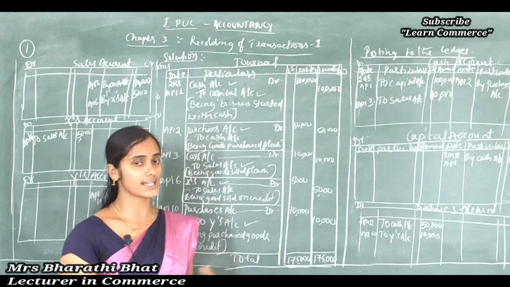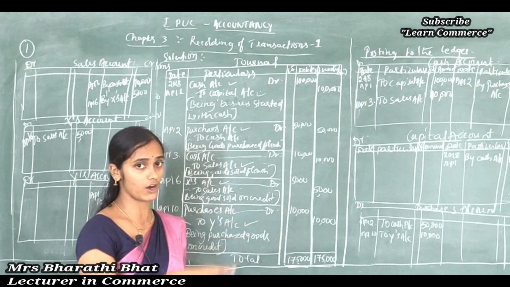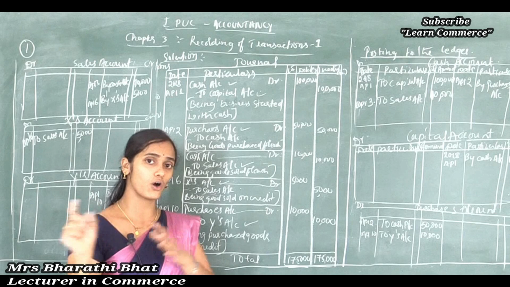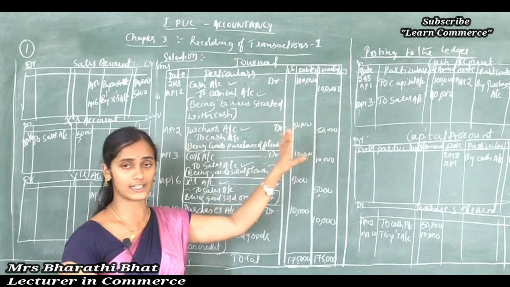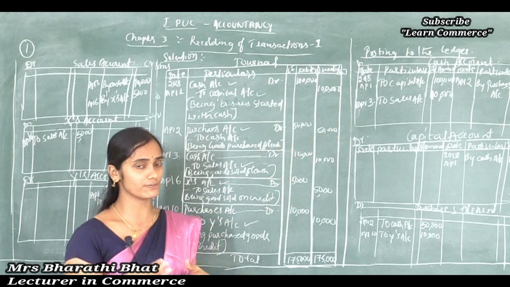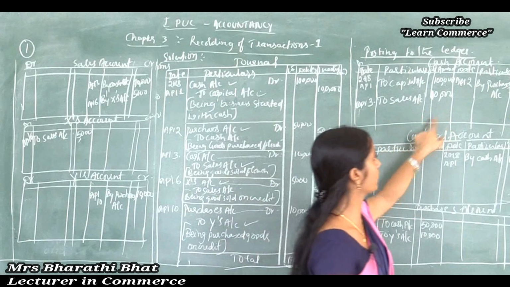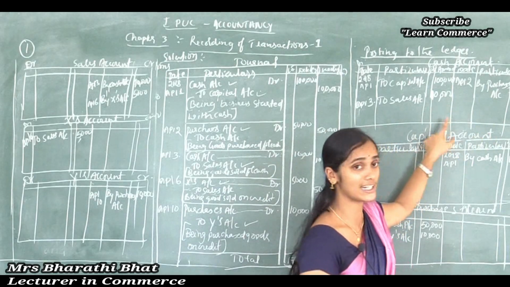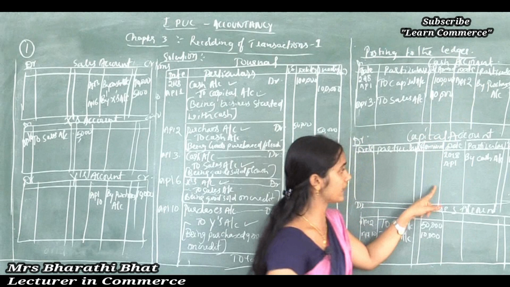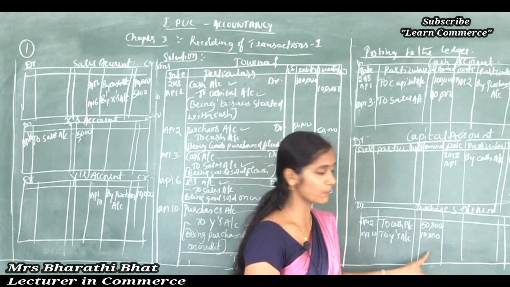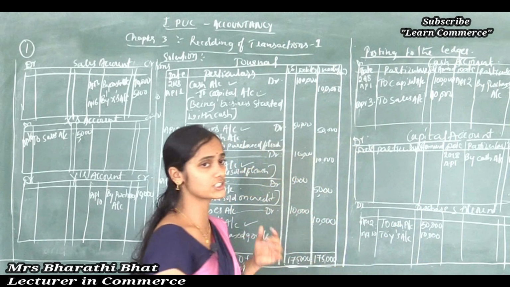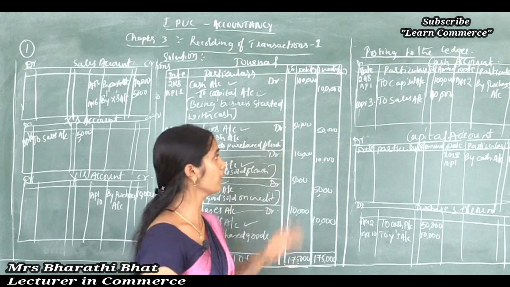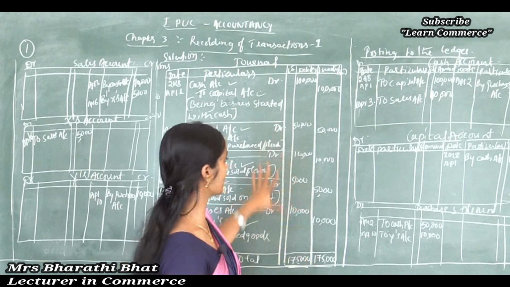So many transactions may be affected to cash account, but we can record all these transactions in one particular cash account. Then at the end of the month, we will get the net result of cash account as well as capital account and also purchases account, whatever it may be, sales or any person account. I hope you understood this explanation.